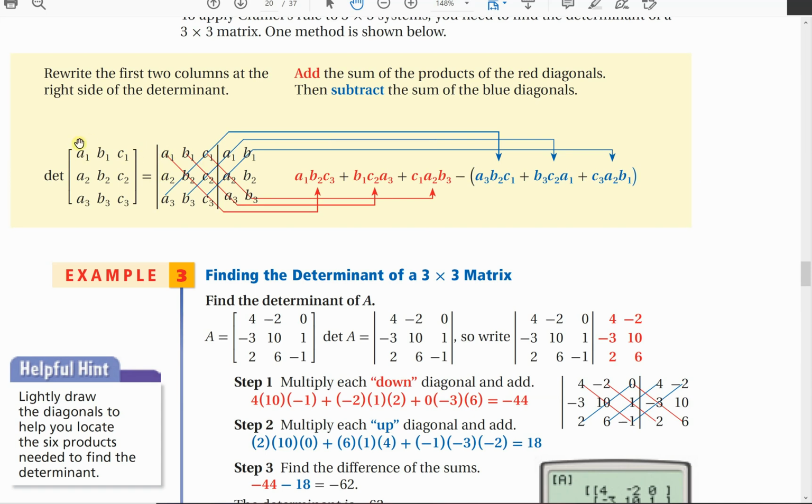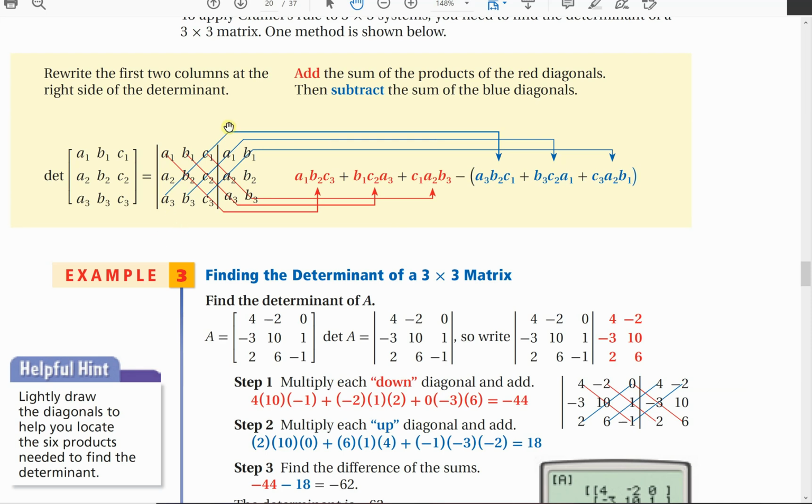You are going to take the first two columns and write them again on the outside of the determinant, and then you're going to multiply the diagonals of 3. So A1, B2, C3, B1, C2, A3, C1, A2, B3. You're going to multiply those going down, so from top to bottom, and add those up. So you're going to get three numbers. You're going to multiply them together and then add them up.